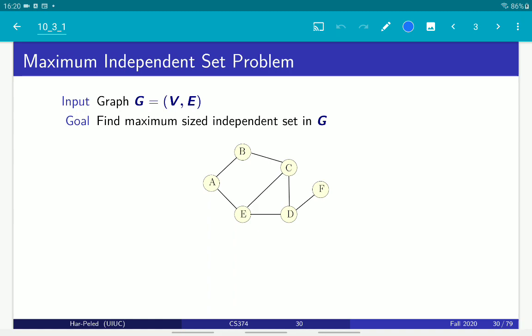You can, of course, now extend this problem to maximum weight independent set, where every vertex has a weight, and you would like to find the independent set that has maximum weight.